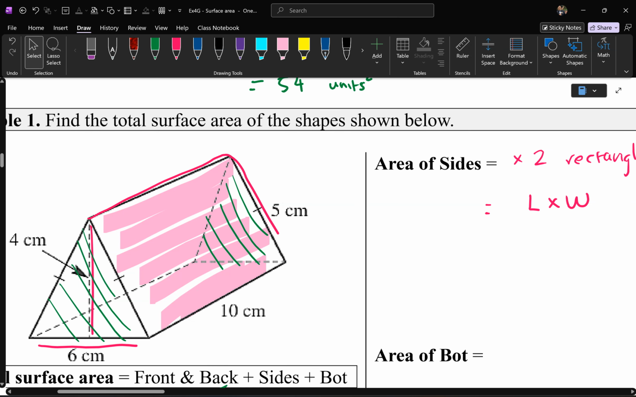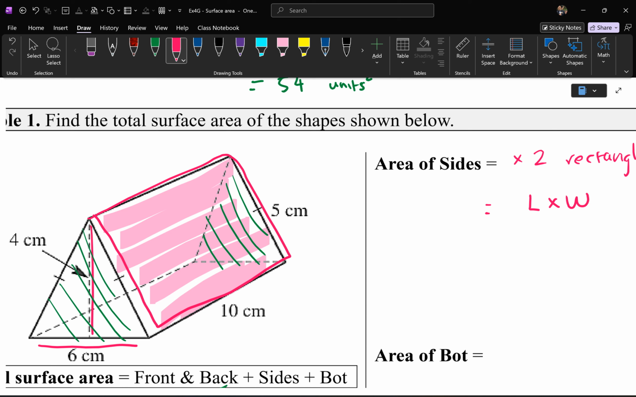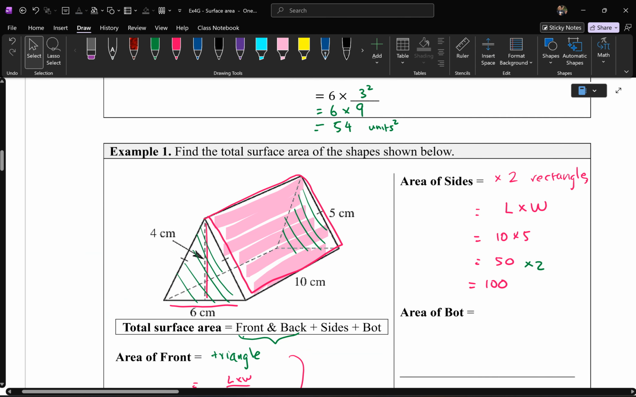So length times width. And let's have a look at this rectangle. So I'm going to draw it. Here's my rectangle. What is the length and width in this case? Let's go with Tom. Looking at this side, which is a rectangle, what is the length and width? 10 and 5. So here we say 10 times 5. That's for one rectangle. 10 times 5 is 50. But remember, you've got 2 of those rectangles. So we're going to double it. 100. Beautiful.